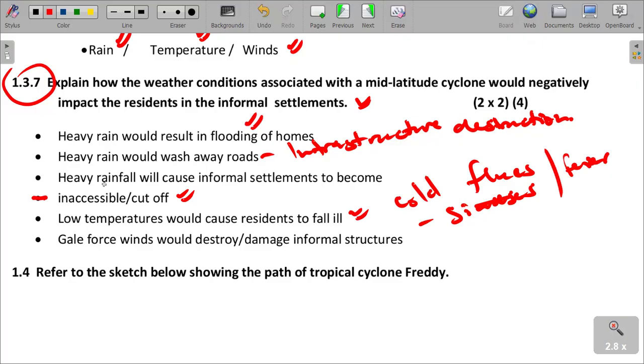Gale force winds destroy and damage informal structures. Remember, we talk about strong winds, very strong winds, which can blow off the informal structures that we are talking about. So it can also be a problem that can result in cases of mid-latitude cyclones that are happening within this area.